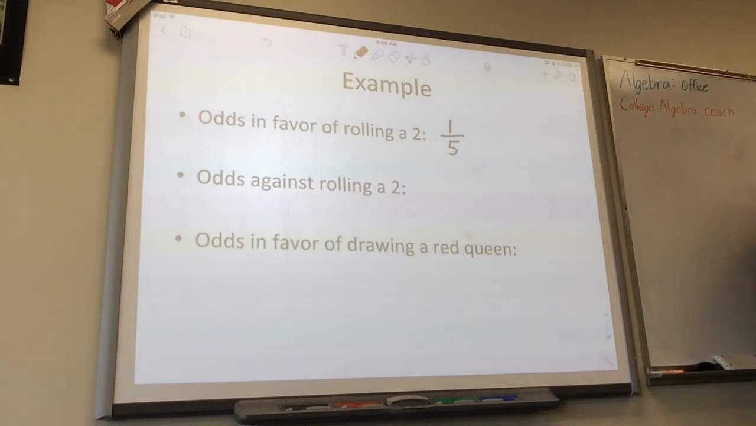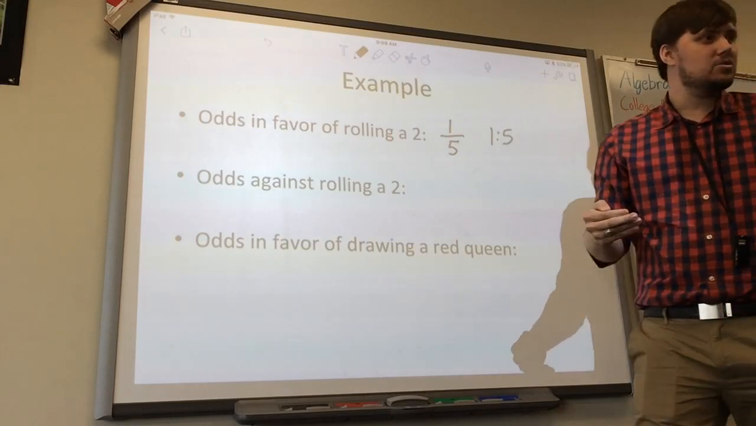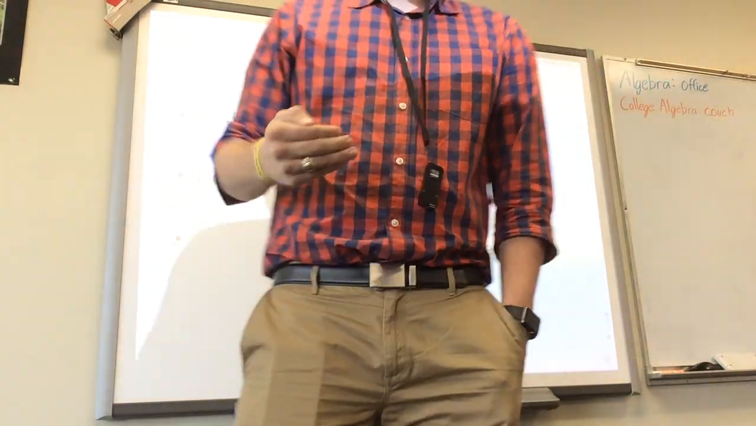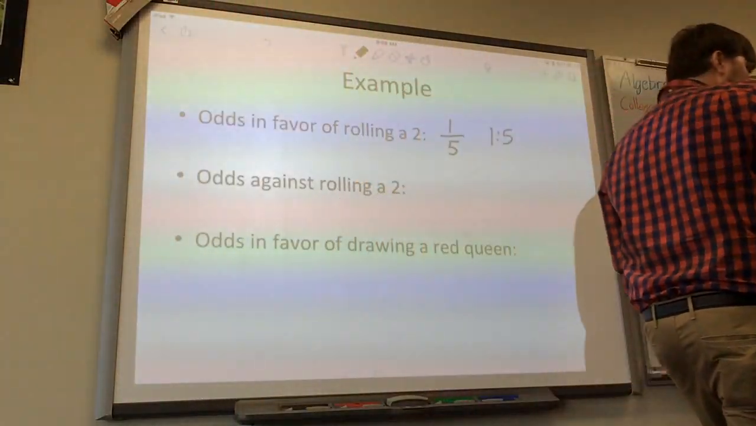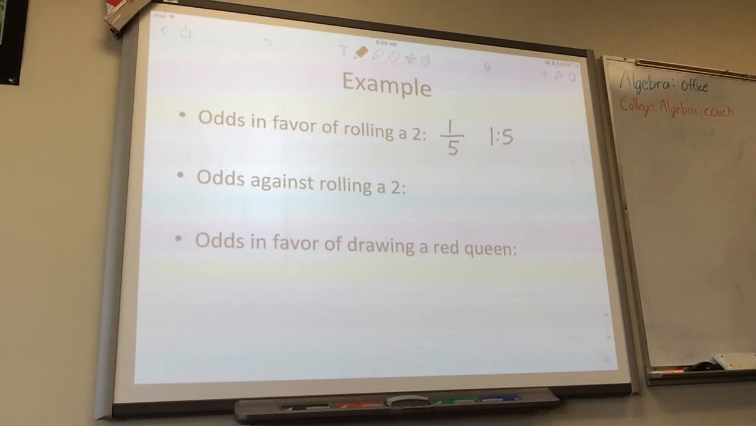You've also seen it written probably like this. Ratio. 1 to 5 odds is what it's called. 1 to 5 odds. Odds against rolling a 2. So this time what we want goes on the bottom. So it's against compared to what we want. So it's 5 to 1 odds.